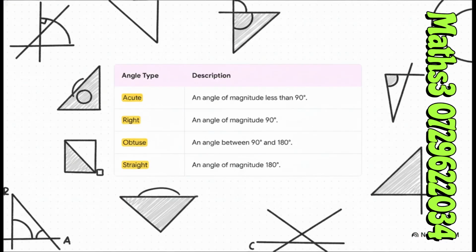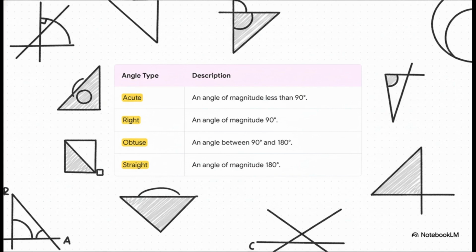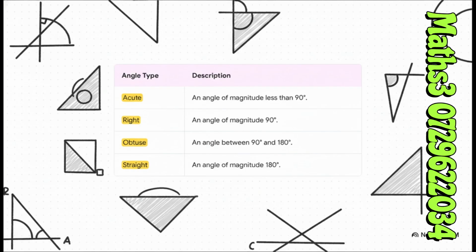First up, you've got your acute angle. Just think acute little angle, it's anything less than 90 degrees. Then you have the absolute cornerstone of geometry, the right angle, a perfect 90-degree corner. Next is the obtuse angle, which is kind of leaning back. It's wider, somewhere between 90 and 180. And finally, the straight angle is exactly what it sounds like, a perfectly flat line, a full 180 degrees. These four are our essential building blocks.